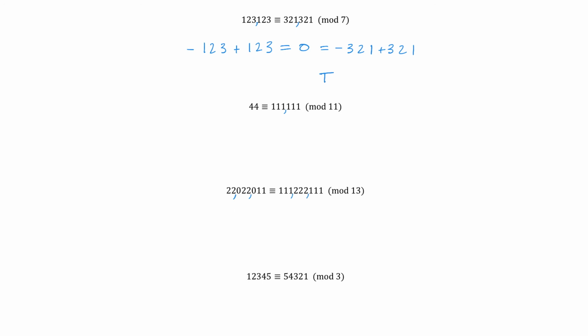In the next problem, we have 1, 1, 1 and 1, 1, 1 as our two groups of size 3.